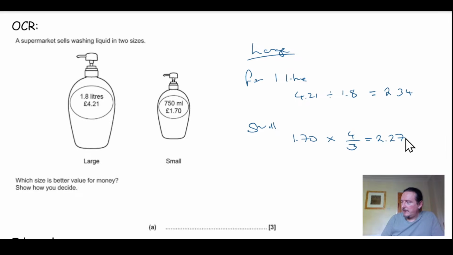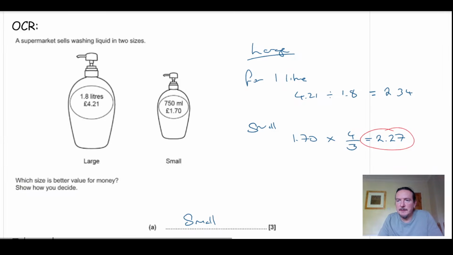Okay, so you can see here then that the large bottle offers the best value for money. Oh no, it's the worst value for money, it's more expensive. The small one offers the best value of money, the £2.27 then, doesn't it? So which one am I going to go for? I'm going to go for the small one, and I've shown my method, so that's enough method to get the marks for that then. Right, I'm just going to read through the comments.